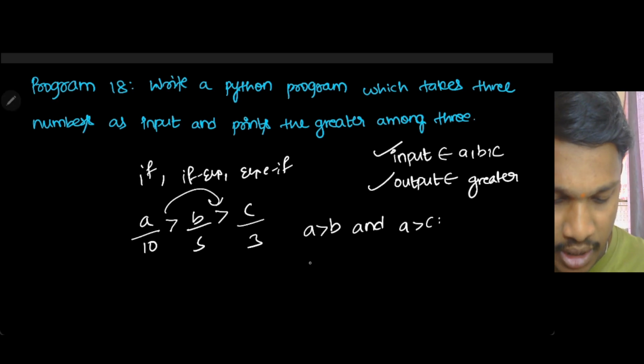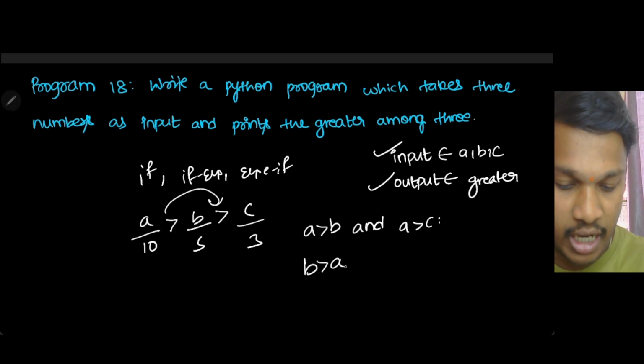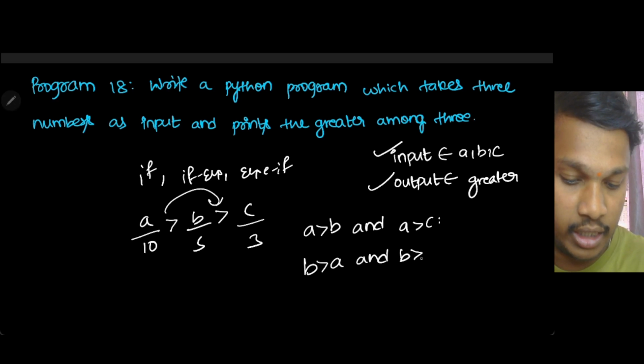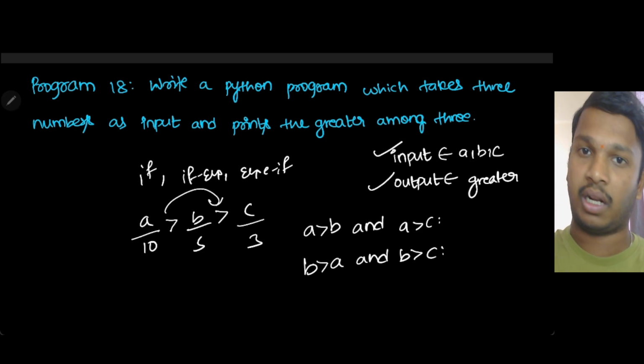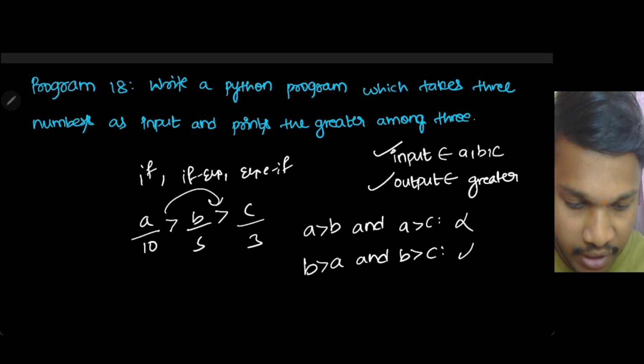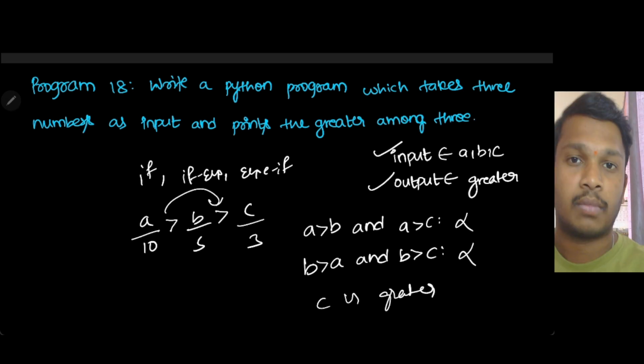How will you tell B is greater than both? If B is greater than A and B is greater than C, if this is the case, then you will tell B is greater. If both the things fail, automatically C is greater. Am I right? This is the case.